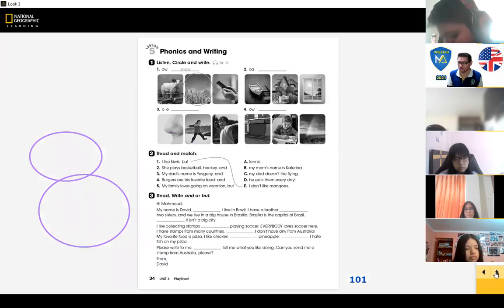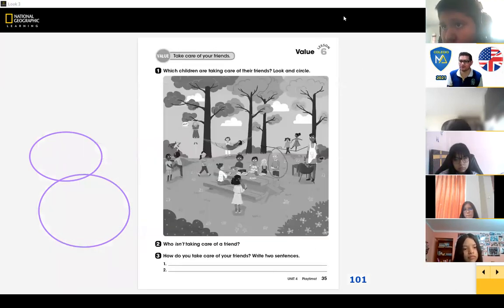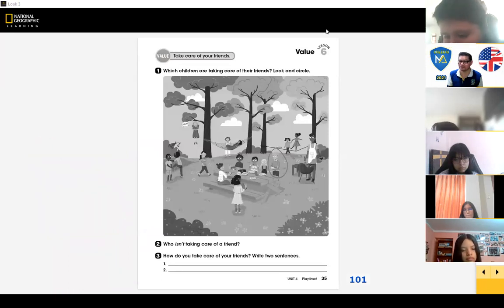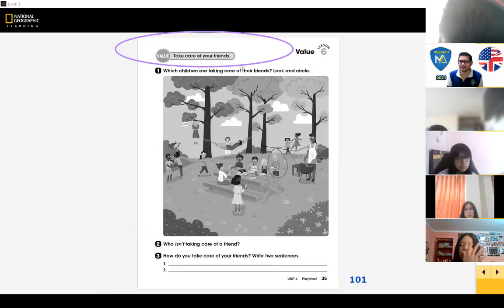La 101. ¿Ok? Esta también les va a quedar como homework. ¿Qué es lo que van a hacer aquí? Esto es acerca del value, ¿no? Take care of your friends, ¿no? Ahí tenemos que considerar para los que están haciendo buenas acciones, ¿no, profe? Yes, esto dice, ¿no?